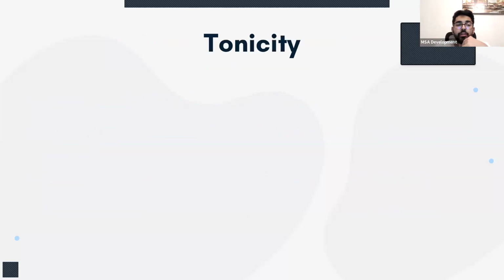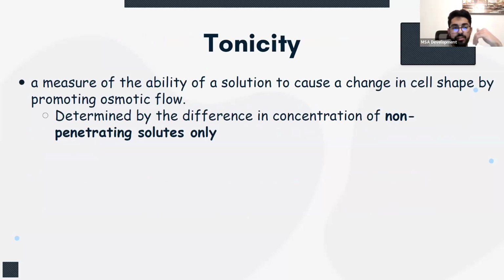What is tonicity? Tonicity, as the definition is a measure of the ability of a solution to cause a change in cell shape by promoting osmotic flow. Basically, you have a container that has water in it, and you dumped an RBC into it. What is the ability of that solution to cause this RBC to change its shape only based on osmotic flow? This is gonna make more sense as I explain. So if it doesn't make a lot of sense now, just bear with me.